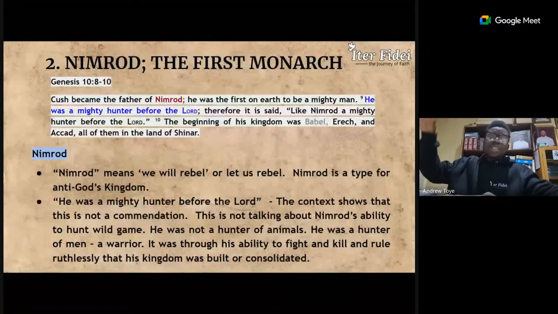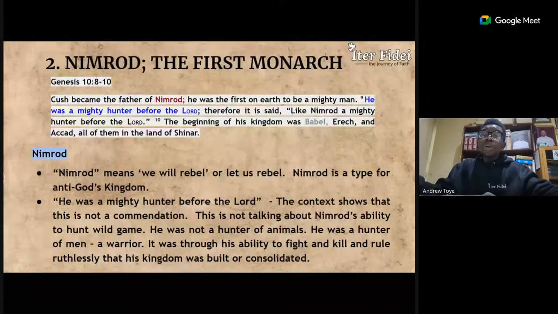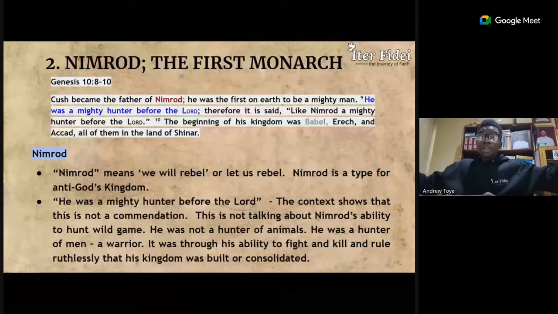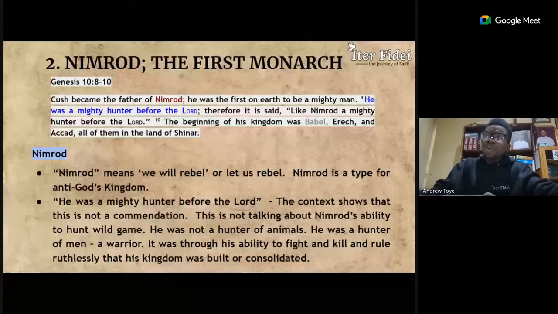So this means that amidst all of these names in chapter 10, the author wants us to pay more attention to him. The name Nimrod means we will rebel, or let us come together and rebel against the Lord. So Nimrod becomes a type. For a while now, we have been seeing the types of Christ, the types for the church. But now we have a type that is anti-God's kingdom. He was the first man to conquer all the kingdoms. He was the first type of man who wanted to rule the world.